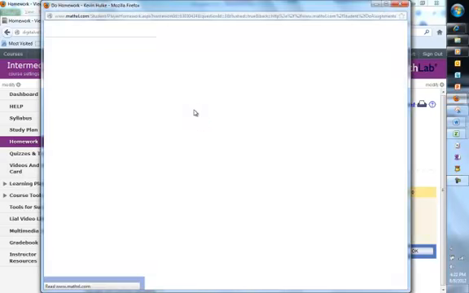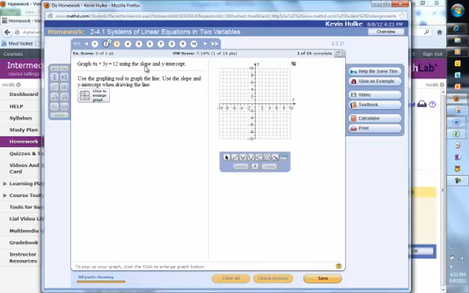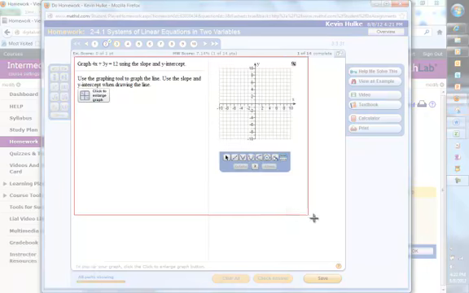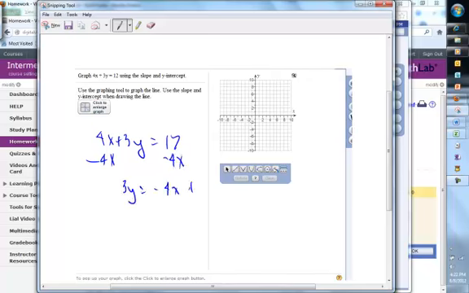Question 3. Graph using the slope and the y-intercept. Now, this one would obviously be better graphed using the intercepts, but they want us to solve for y, so let's take 4x plus 3y equals 12, and let's subtract 4x from each side. And we get 3y is negative 4x plus 12. Divide everything by 3. And we get y equals negative 4/3 x plus 4.